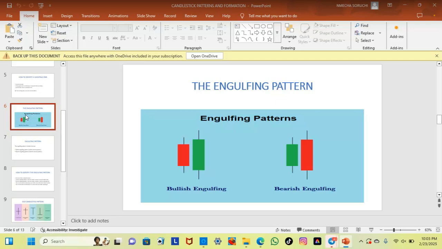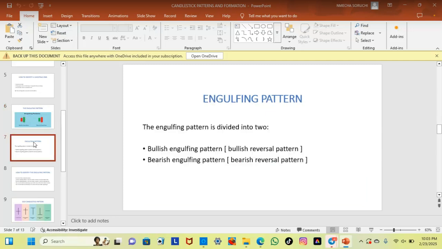So how do you identify the engulfing pattern? Like I said, the engulfing pattern is divided into two. We have the bullish engulfing pattern, which is a bullish reversal pattern, and we have the bearish engulfing pattern, which is the bearish reversal pattern.